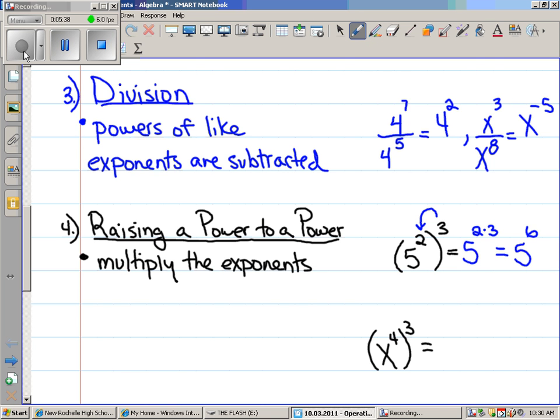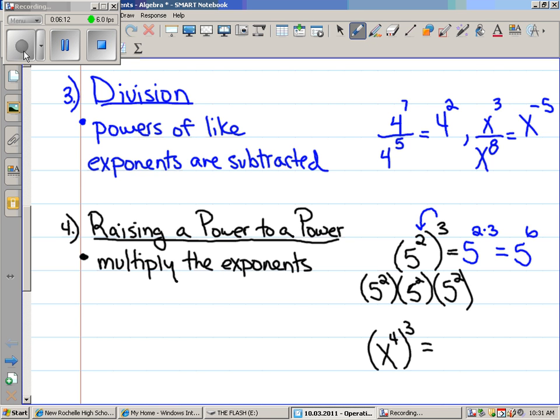Now, some people in the other class were like, what? I don't get it. Take a look. Another way to think of it is that when you raise something to a power, that's the number of times it is multiplying itself. So this is the same thing as saying 5 squared times 5 squared times 5 squared. Ultimately, you'd get 5 to the 6th out of that.